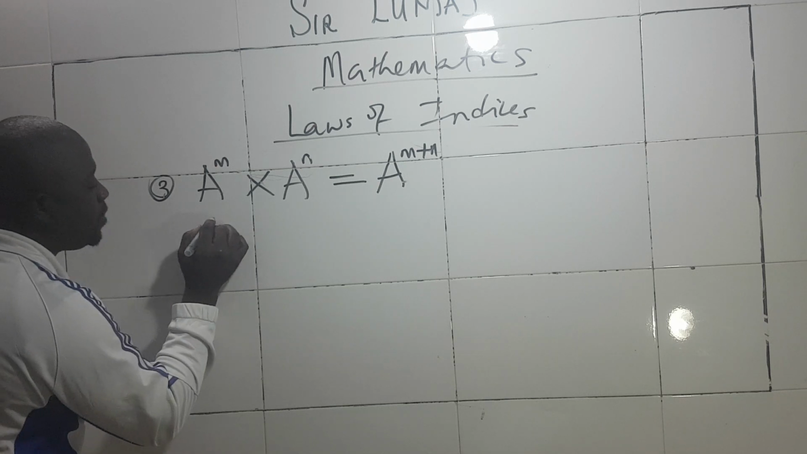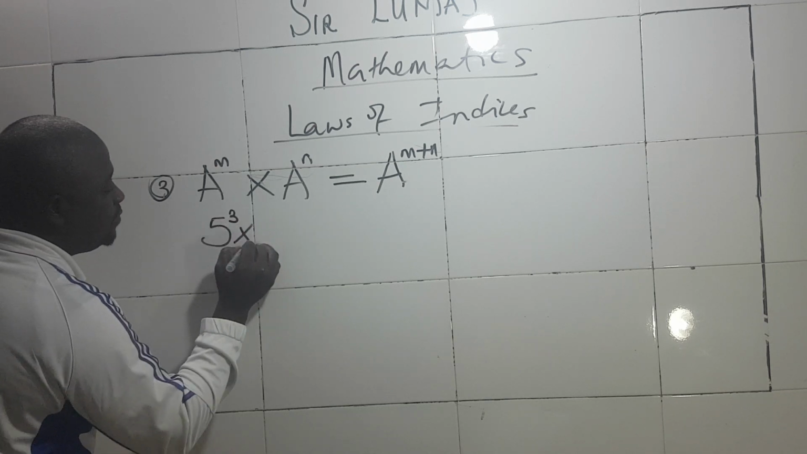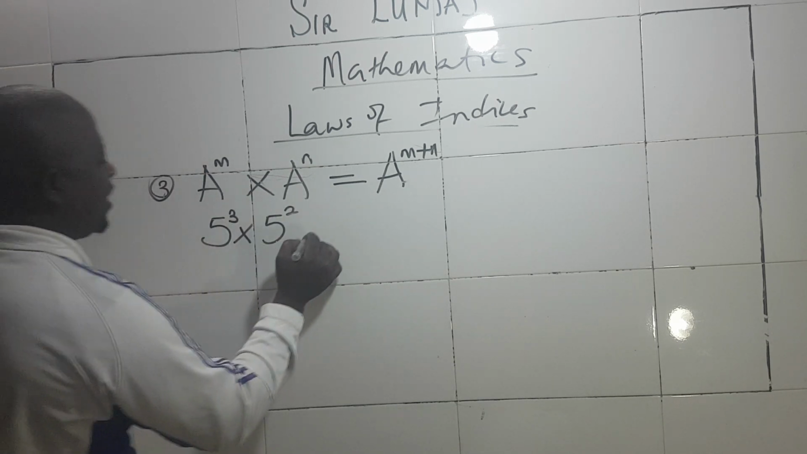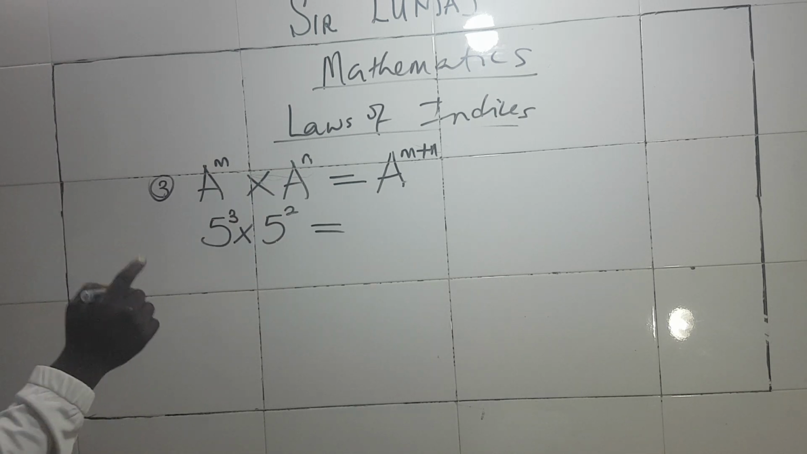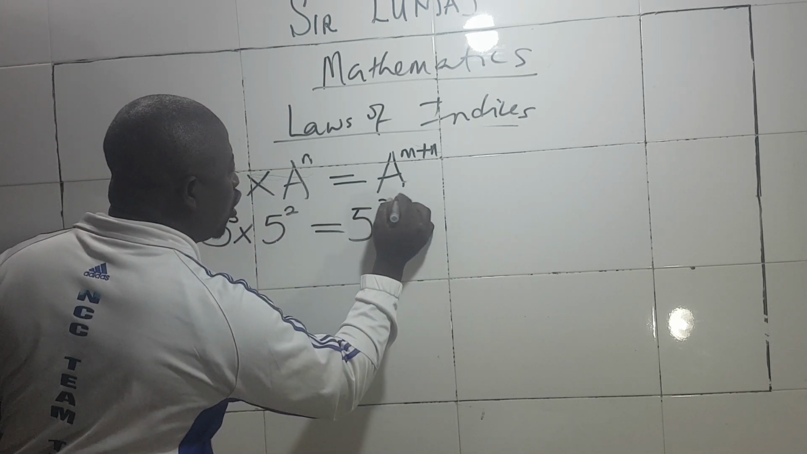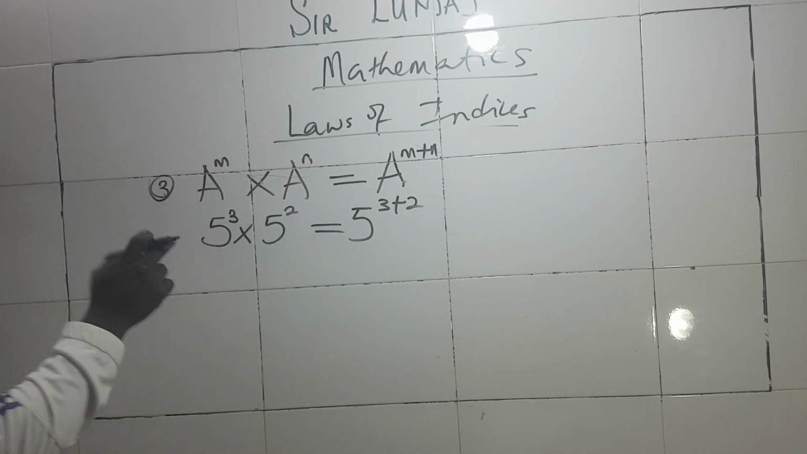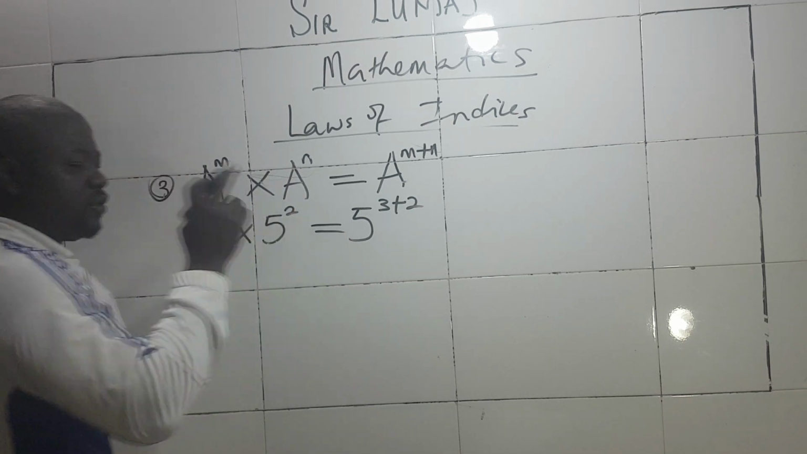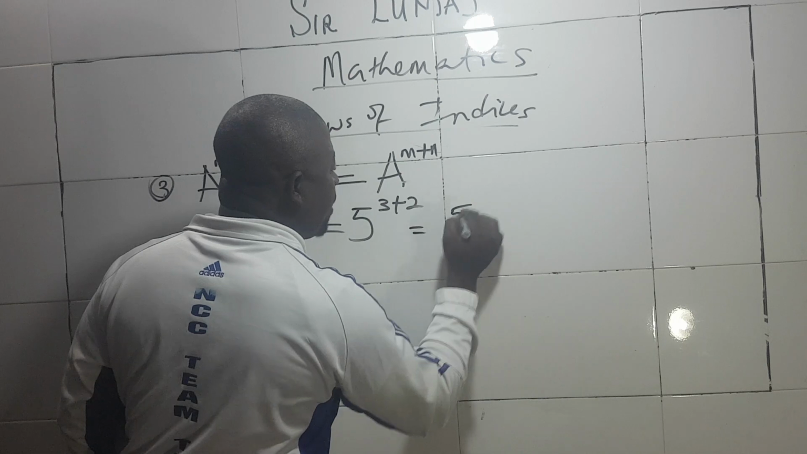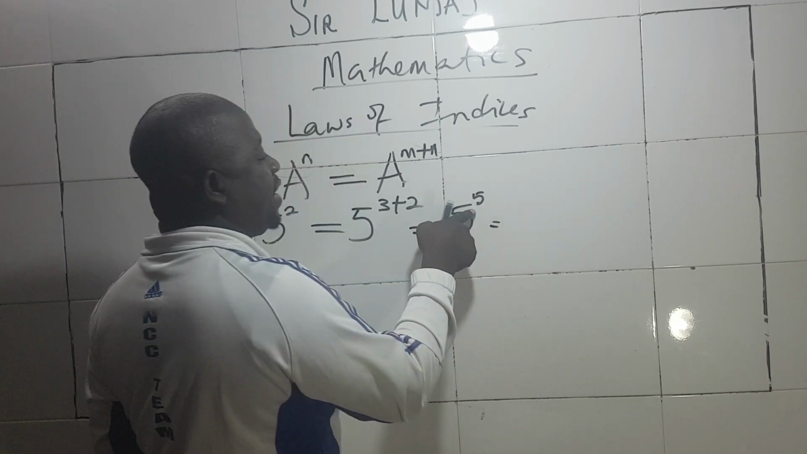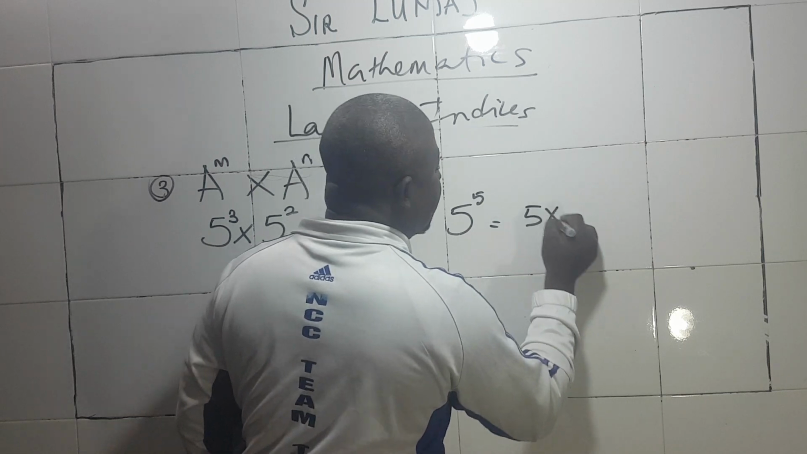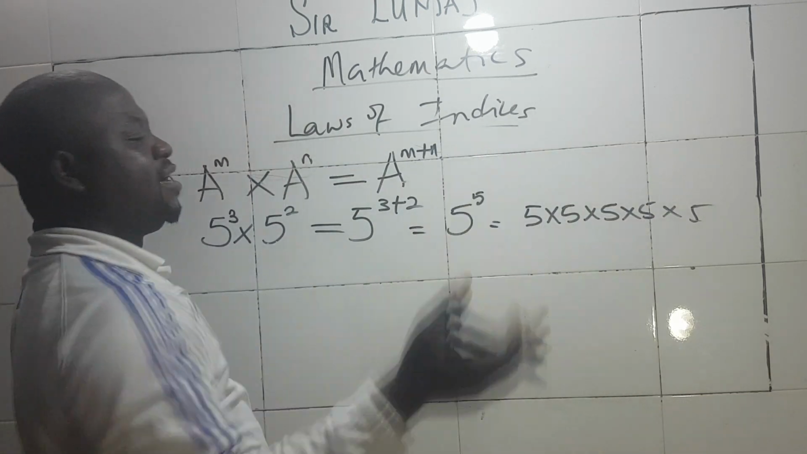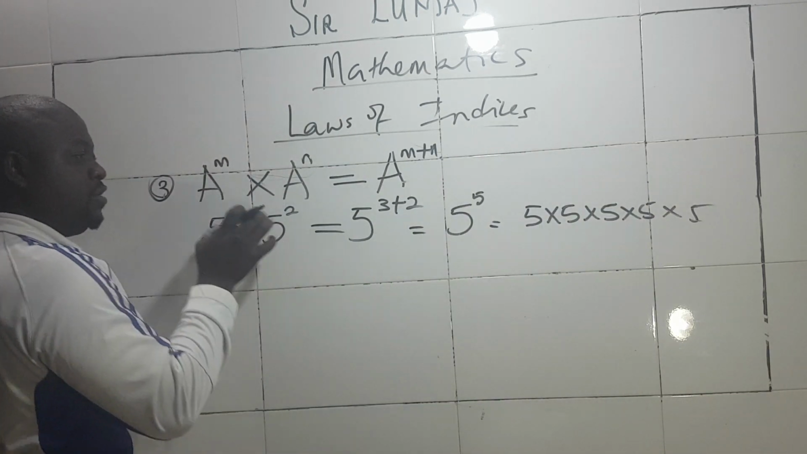For instance, let's say I have 5 raised to power 3 times 5 raised to power 2. For you to solve this, you just simply say that 5 raised to power what? 3 plus 2. You have picked one of the bases, which is what? 5. Raised to power 3 plus 2. So it now becomes 5 raised to power 5. It means 5 should multiply itself in 5 places. We have 5 times 5 times 5 times 5 times 5. Then you multiply, then you get your answer. That is how to solve this.